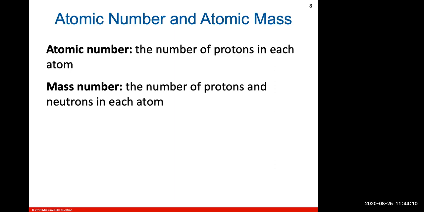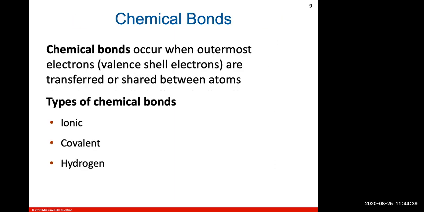And again, the atomic number is just the number of protons, and the mass number is the number of protons and the number of neutrons in each atom. You might be wondering, well, why aren't we adding in the number of electrons? That's because electrons weigh so much less than protons and neutrons that their mass is negligible. So we don't even include it in the mass number. We just look at the number of protons and the number of neutrons.